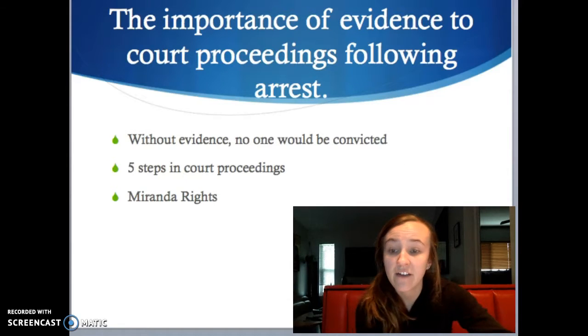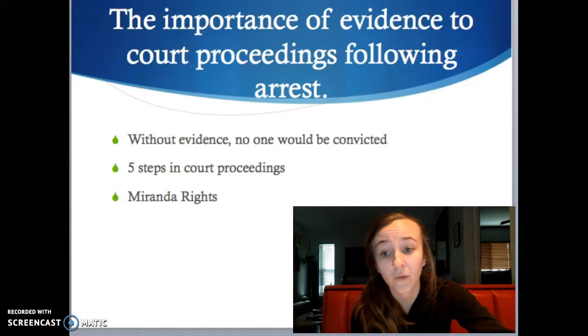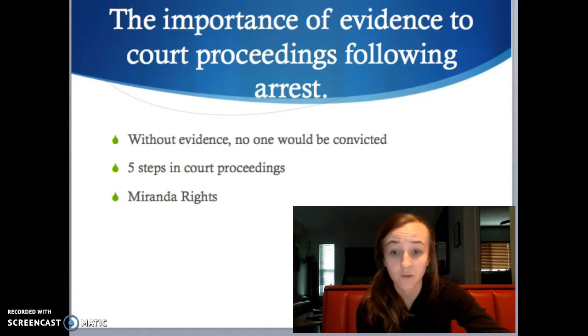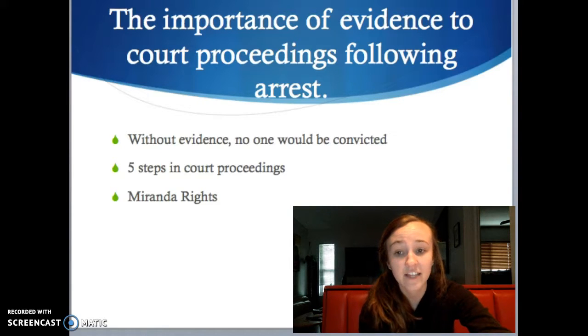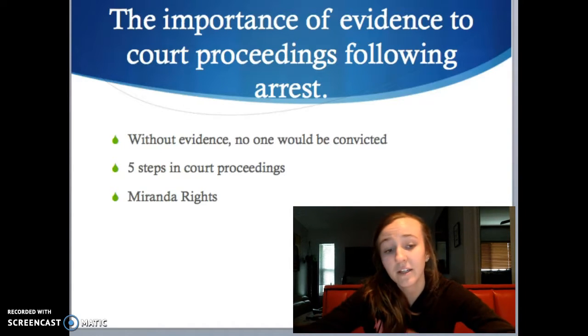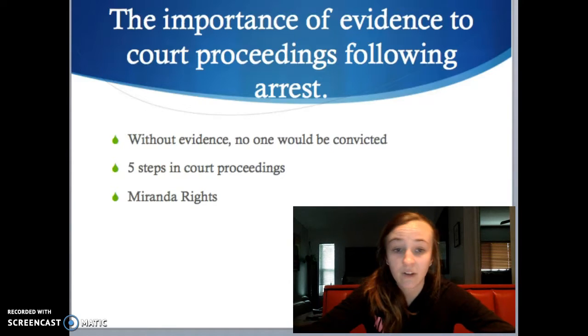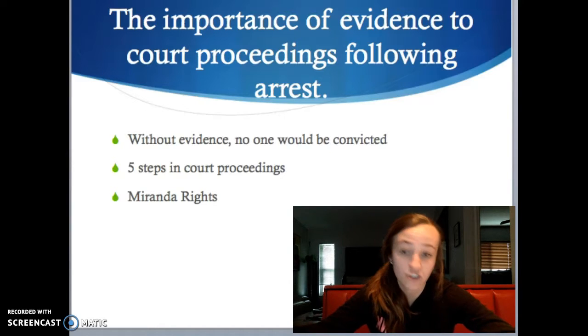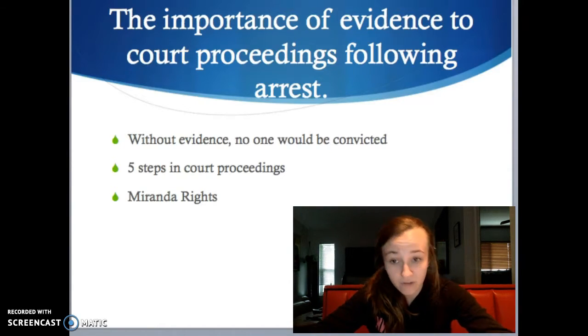The importance of evidence to court proceedings following arrest. Without evidence, no one would be convicted. And the 5 steps to court proceedings are the arraignment, the preliminary hearing, second arraignment, pretrial hearing of motions, and the jury trial. And then the Miranda rights.